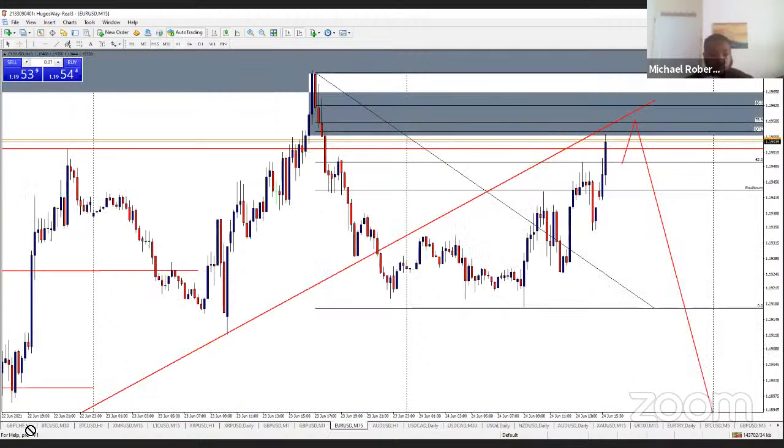So Euro USD is now approaching RTO. All right, so you should be getting ready to put a sell on this one, guys, as I've said. And with the correct stop losses that I've given.